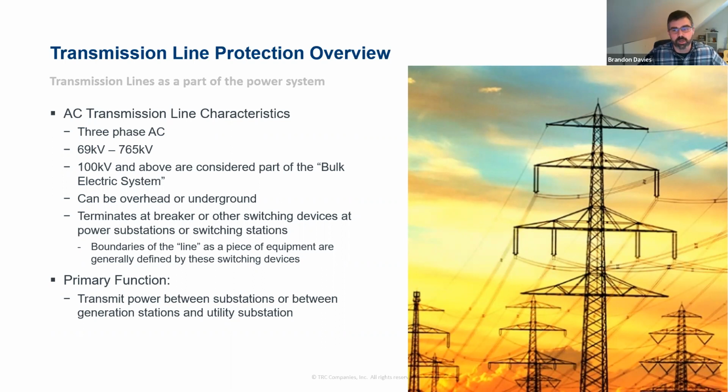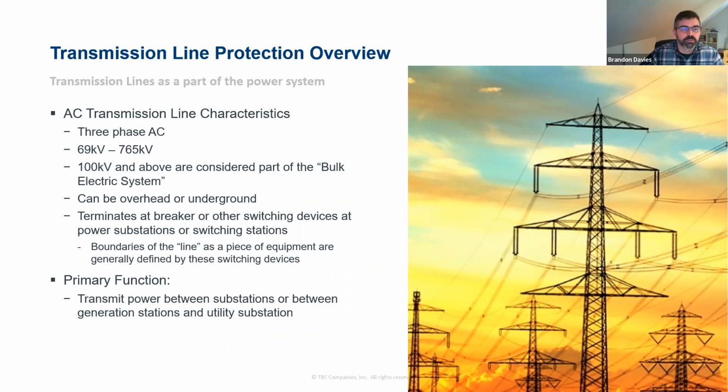It would come from one station, and you typically have a breaker that would be used to switch the line on and off at each end. That's your switching equipment, and that's really the boundary of what we call a line. On the other side of the breaker, you consider that bus work or a transformer or whatever you're terminating into on that other side.